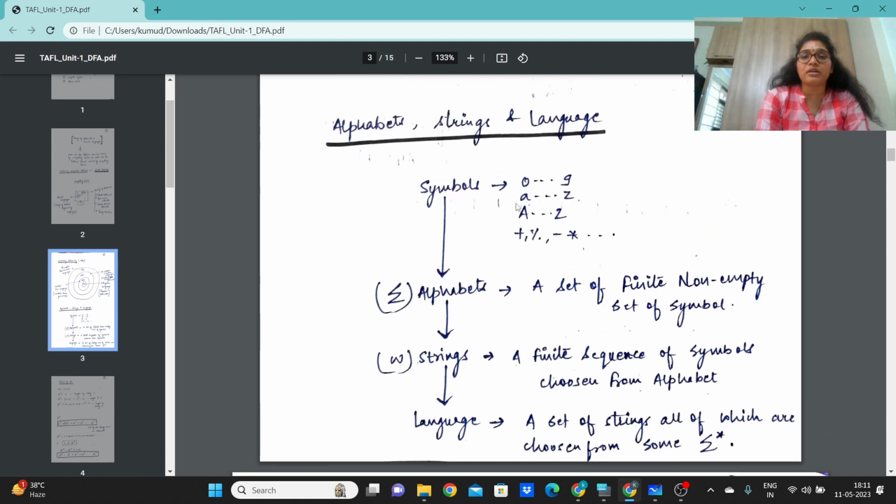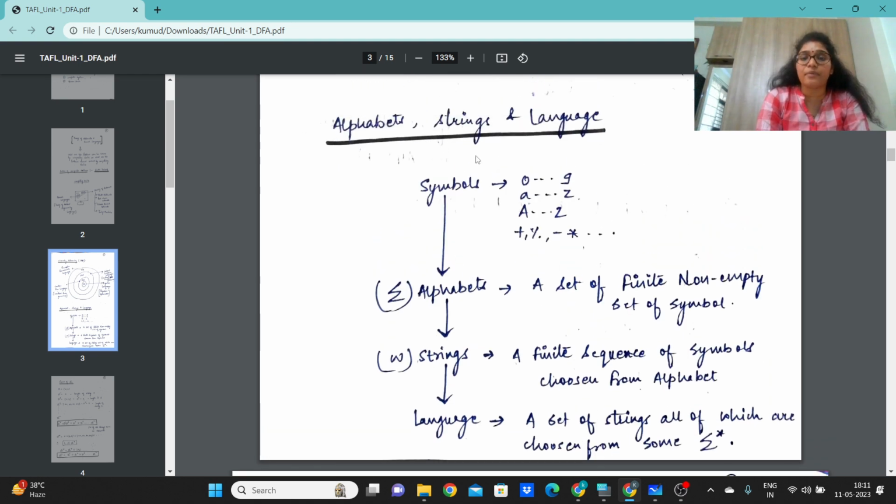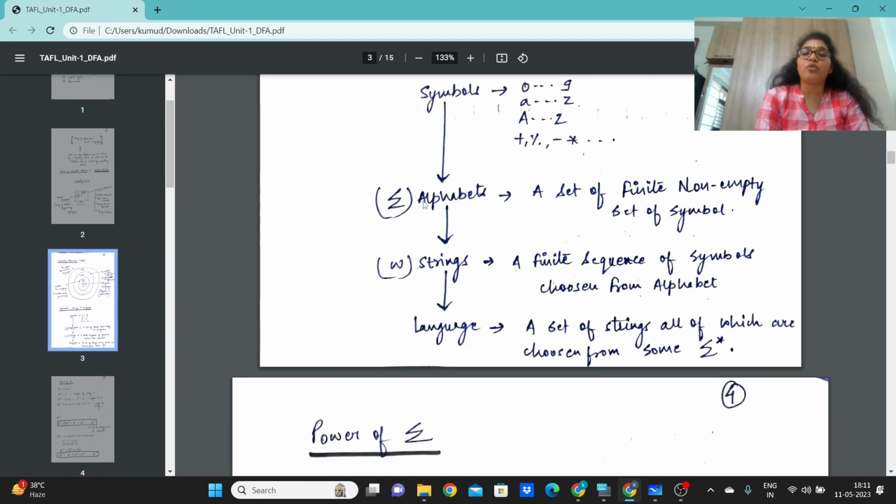So, from the very beginning, the first basic element, or you can say the building block, of a finite automata machine is the symbol. In symbols we have numbers from 0 to 9, lowercase letters, uppercase letters, and some special symbols. So these are called symbols. Now an alphabet is a finite non-empty set of symbols.